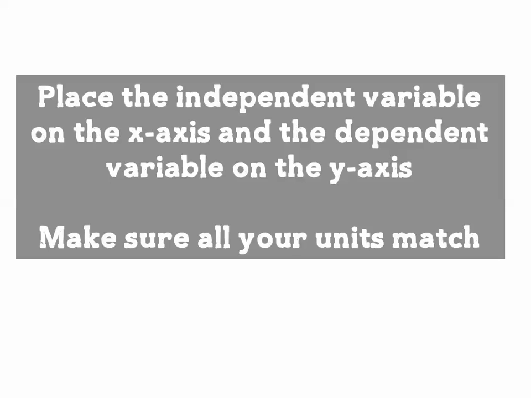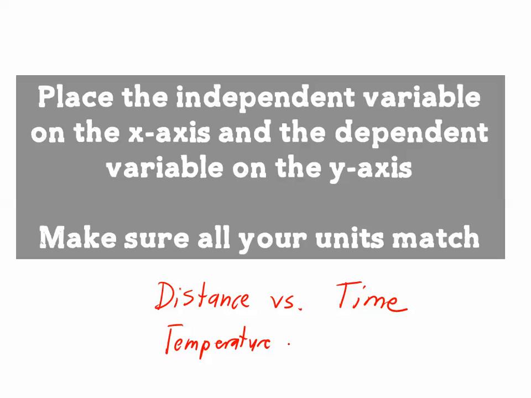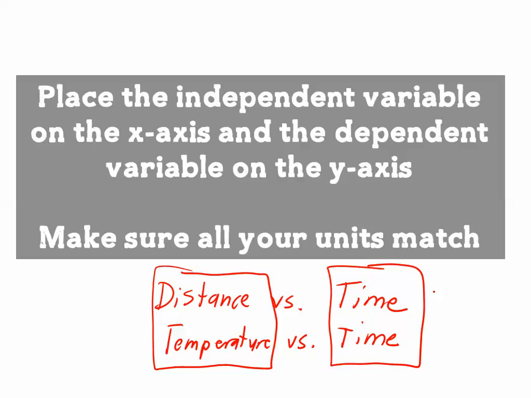So again, just the two rules for making a line graph. Place the independent variable on the x-axis and the dependent variable on the y-axis. Make sure all your units match. So if somebody tells you to graph something and they say graph the distance versus time, or maybe the temperature versus time, they're always going to list the dependent variable first, the independent variable second. So this goes on the x-axis, this goes on the y-axis.